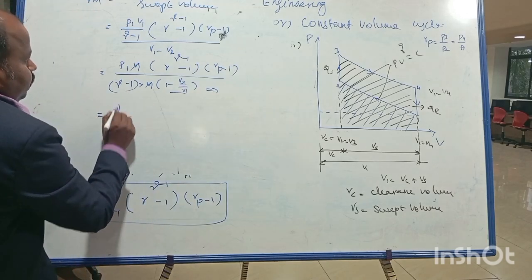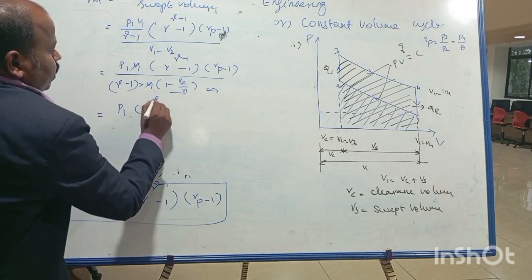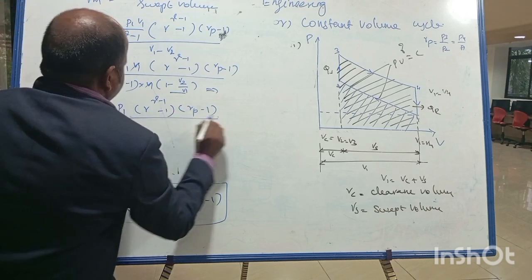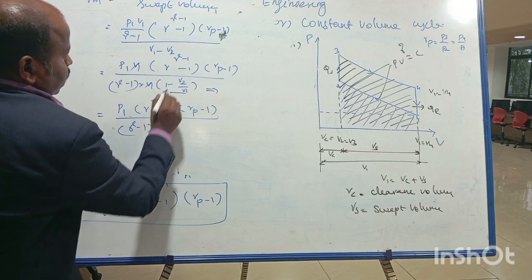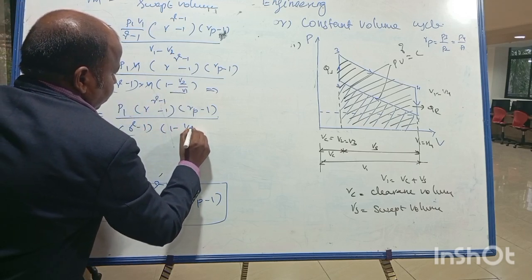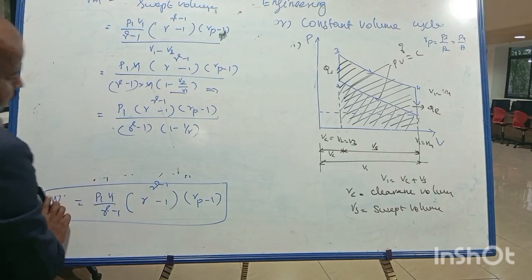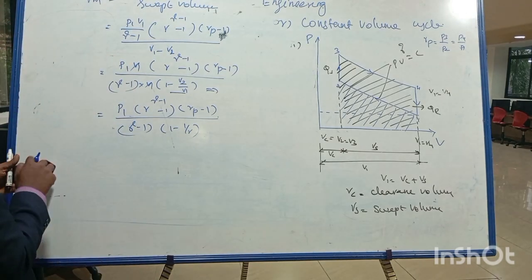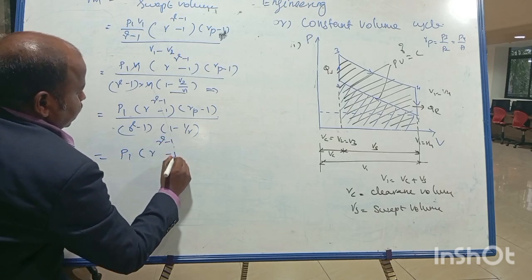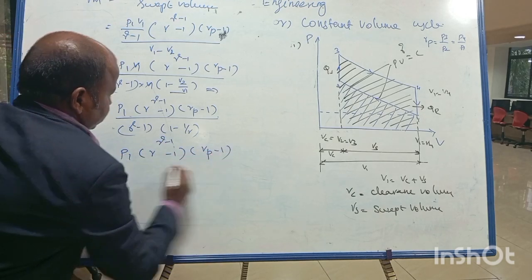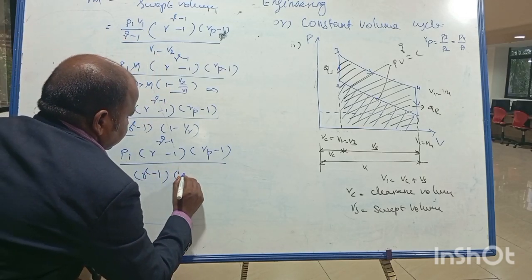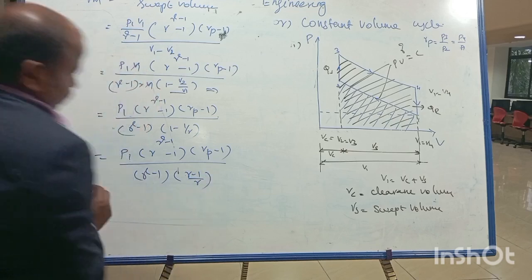P1 into R power gamma minus 1 into Rp minus 1 divided by gamma minus 1. This V2 by V1 is nothing but 1 by R. So 1 minus 1 by R. Now I am going to cross multiply this one. That is P1 into R power gamma minus 1 into Rp minus 1 divided by gamma minus 1 into R minus 1 divided by R.